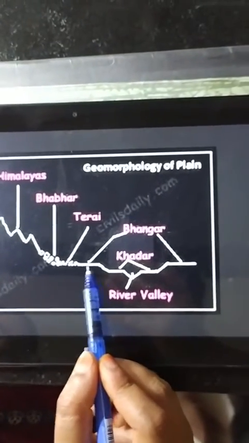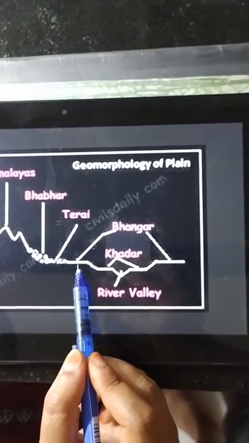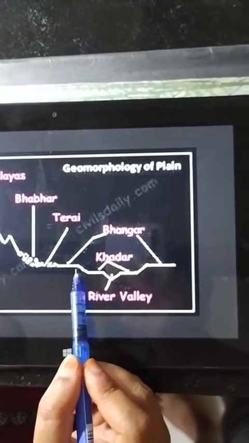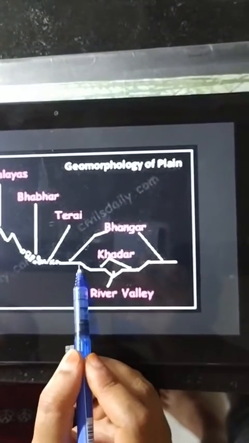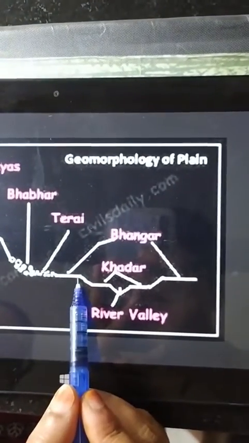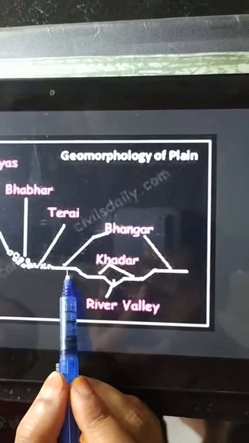This region is Bhangar region. This region is older alluvium plain which rises above the level of the flood plains. ये region जो होता है ये थोड़ा सा above level पे होता है. तो यहाँ पे जो सॉइल है हर बार चेंज नहीं होती. So this region is formed by older alluvium soil.